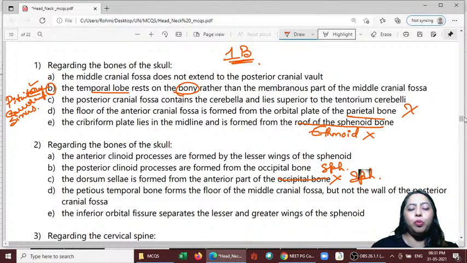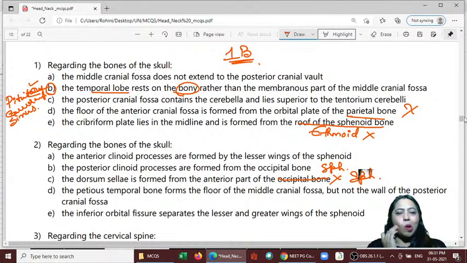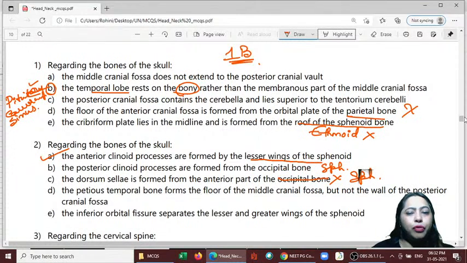The petrous temporal bone forms the floor of the middle cranial fossa, but not the wall of the posterior cranial fossa. This is a correct statement. Now we have to pick the one which is different. The inferior orbital fissure separates the lesser and greater wings of the sphenoid. Which one is a correct statement? Anybody? Okay, here I would pick the answer as 2A. The anterior clinoid process is formed by the lesser wing of the sphenoid bone. Answer is 2A.